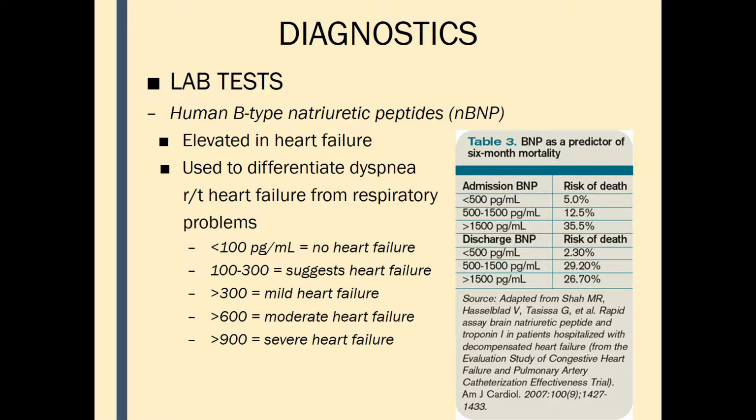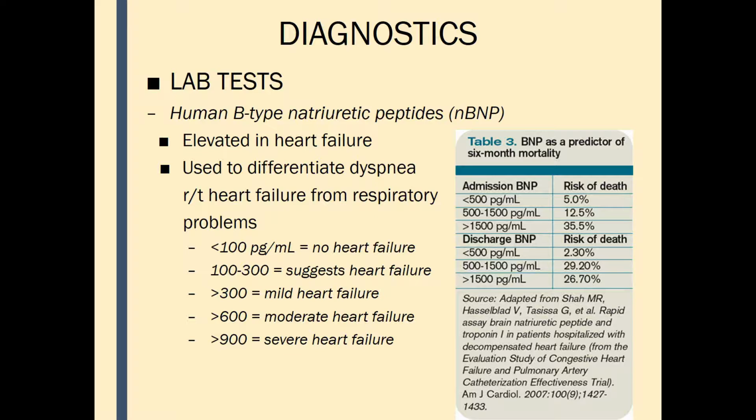This table is from a study I found, which was pretty interesting. They were able to use BNP levels as a predictor of whether or not the patient would die within 6 months. For patients admitted with a BNP level greater than 1500, they have a 35% chance of dying within 6 months.